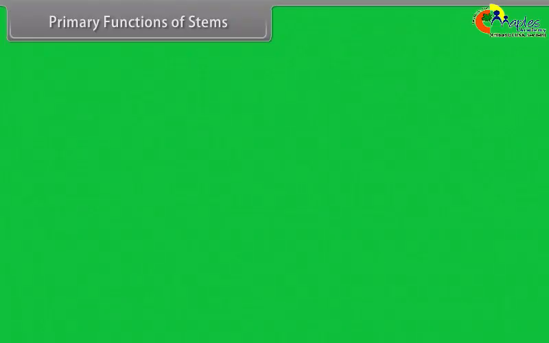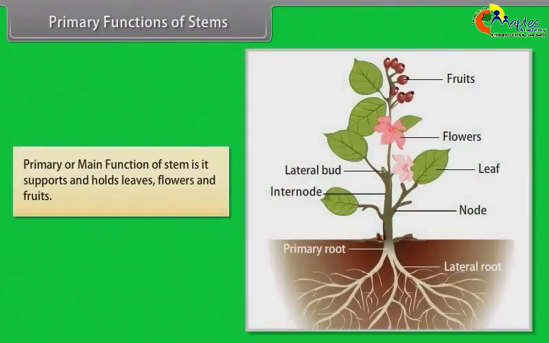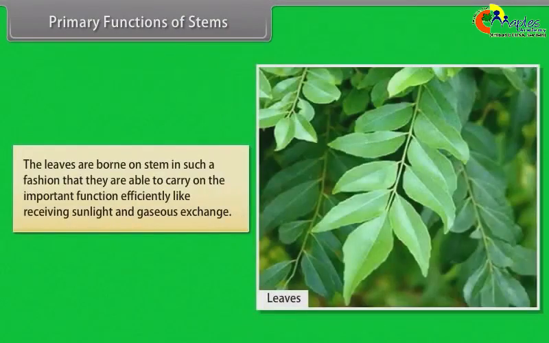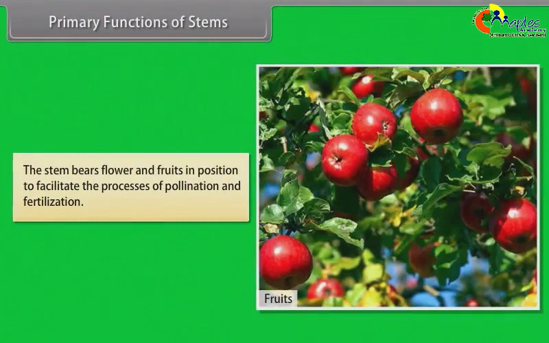Primary functions of stems. Stems have the following types of functions: primary or main function, and secondary or accessory functions. Primary or main function of stem: it supports and holds leaves, flowers, and fruits. The stem conducts the water and minerals from the roots to leaves, flowers, and fruits. The leaves are borne on stem in such a fashion that they are able to carry on important functions efficiently, like receiving sunlight and gaseous exchange. The stem bears flowers and fruits in position to facilitate the processes of pollination and fertilization.